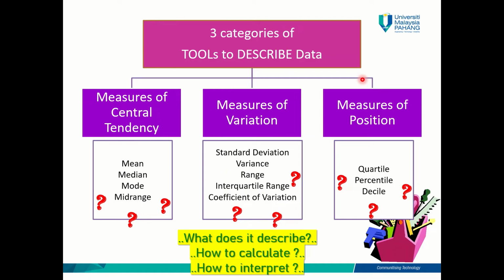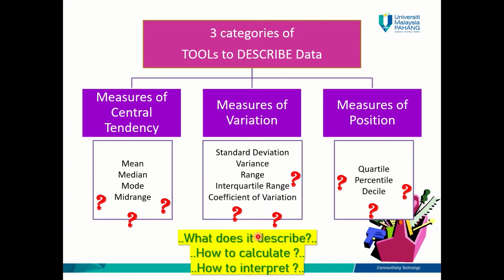In this video, we're going to talk about the second category of tools to describe data, which is measures of variation. So there are 5 different tools under this category, which are standard deviation, variance, range, interquartile range, and also coefficient of variation. So in this video, we're going to focus on 3 things, okay? Just like how we did in our previous video, which is to discuss how this measures of variation helps you to describe your data, how to do the calculation, and how to do the interpretation.